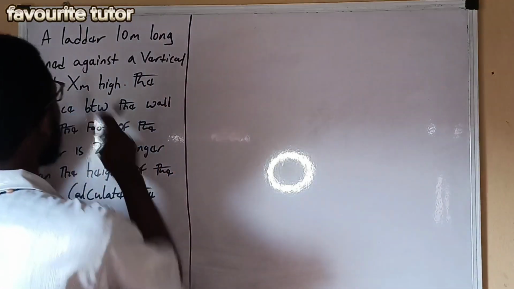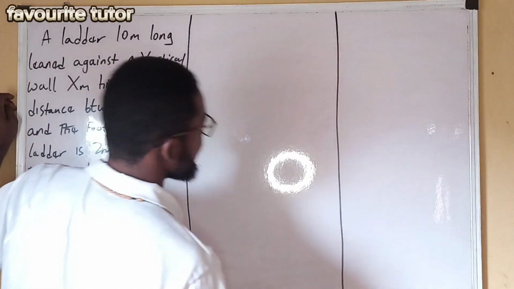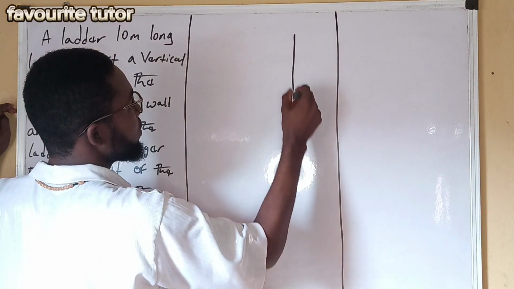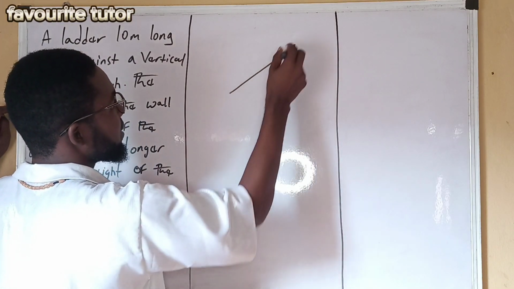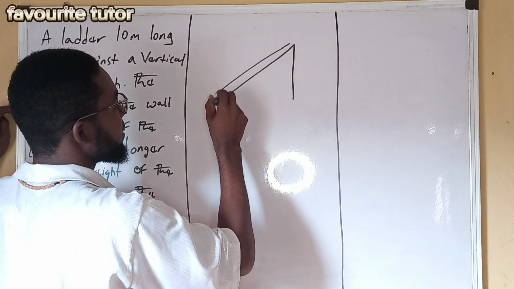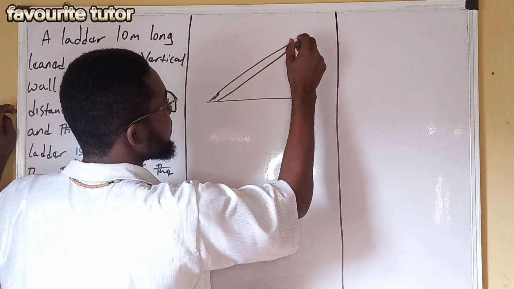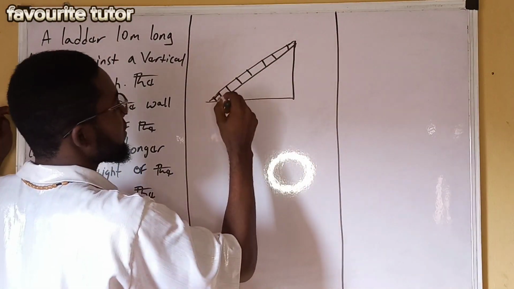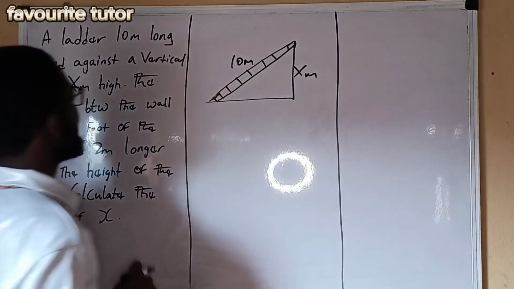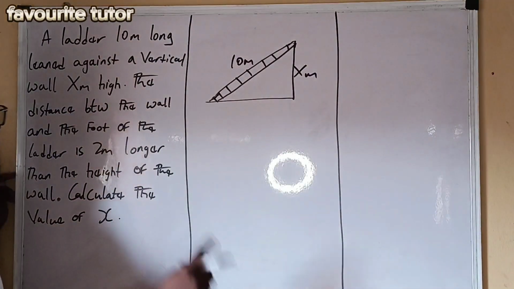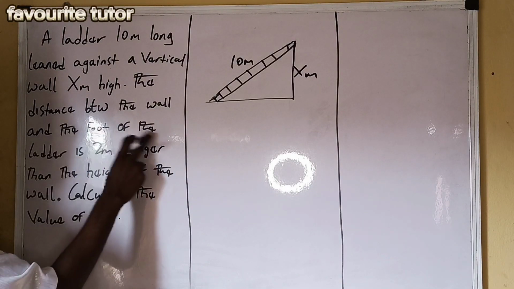Now we're told that the ladder, 10-meter long, leans against a vertical wall. Let's say this is the vertical wall, while this is the ladder. The ladder leans against the vertical wall. The ladder is 10 meters, and the wall is x meter high.